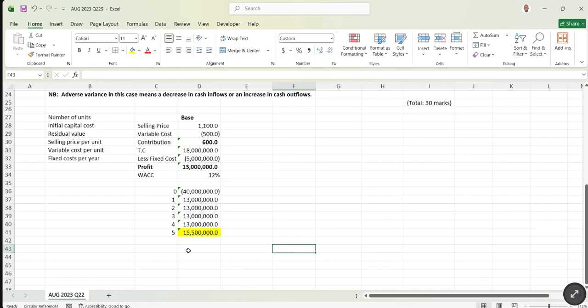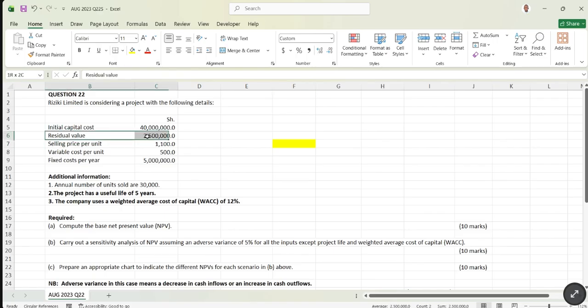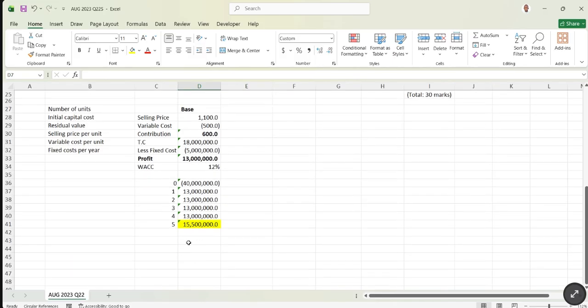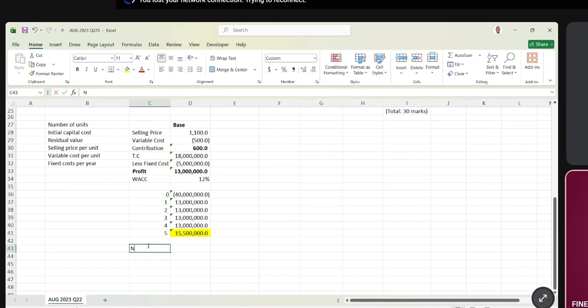15. So what they are saying is kuna residual. You remember residual from FM? The cash inflow that comes is like the salvage value, what you dispose of maybe at the end of the duration. Okay? You have understood? Yes, okay, thank you. So from there, we can calculate NPV.